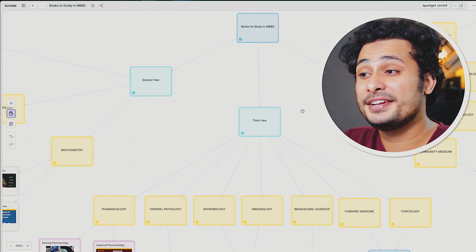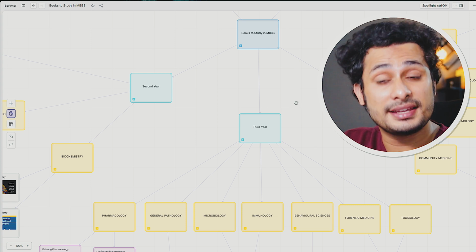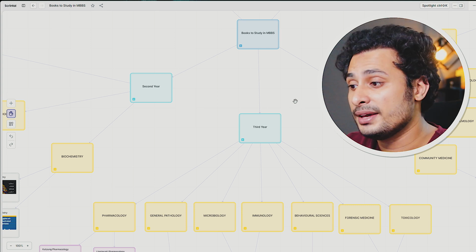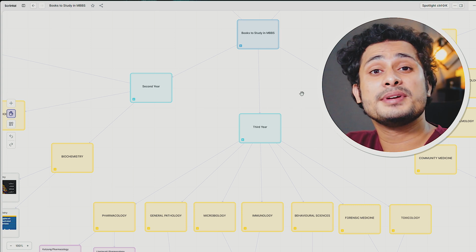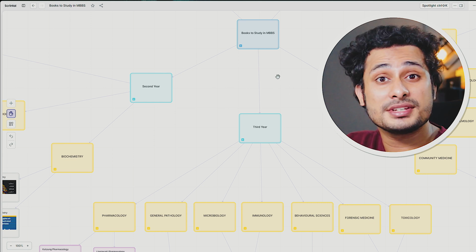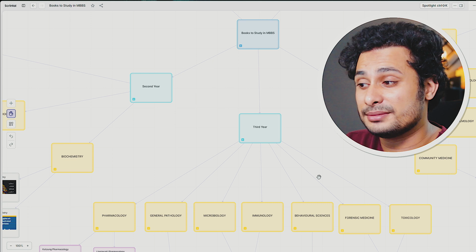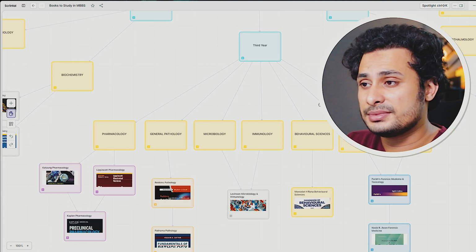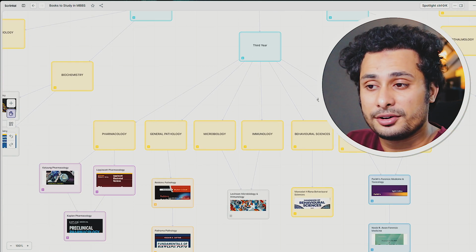Next up we have third year MBBS. Third year MBBS has 7 subjects that you will be going to study. Most of the students find third year of MBBS being the most daunting one, but I find third year of MBBS being the most interesting, as you study a lot of different subjects. The most important subject in third year of MBBS is pharmacology.